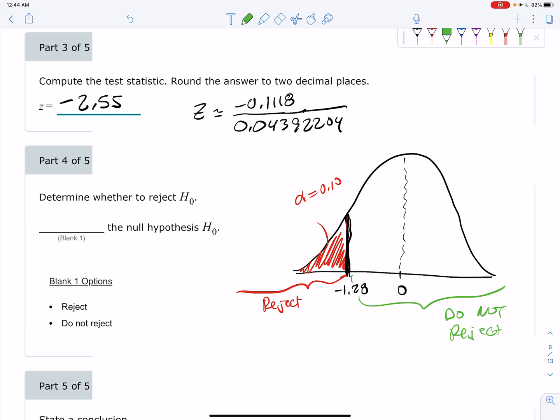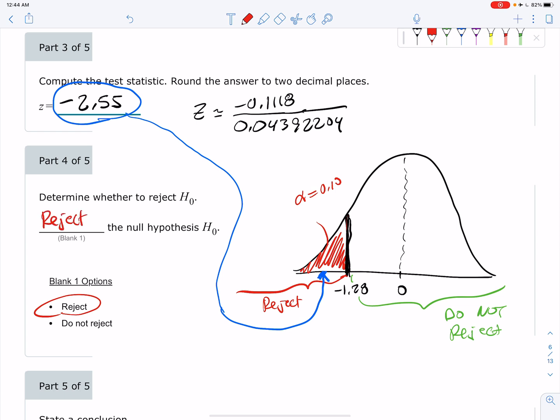Where do we end up? Our test statistic tells us where we land, and it turns out we did some sample data, and that test statistic ends up at negative 2.55, which is definitely in this rejection area, somewhere to the left of our critical value for sure. And so we are in the rejection area, so we must reject. Now, what did we reject? We rejected the null hypothesis.